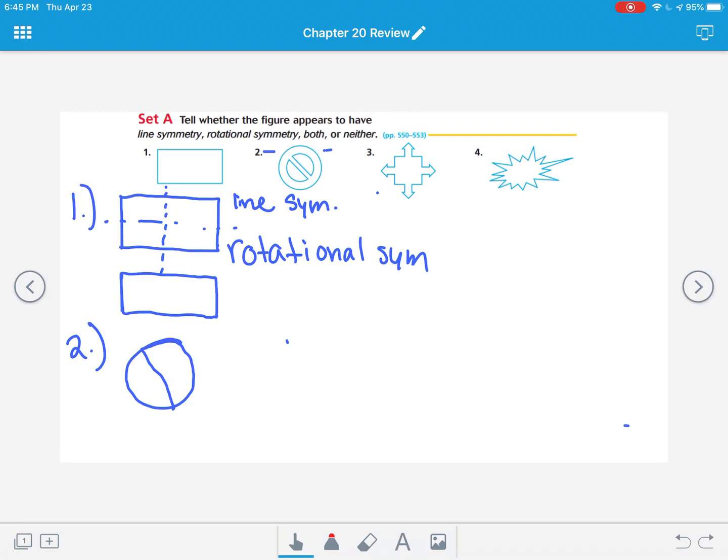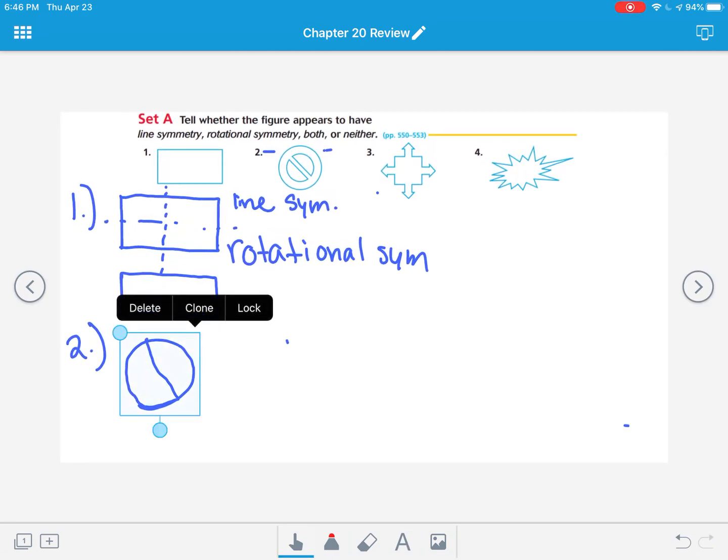Let's check and see if it has rotational symmetry. I'm going to take this and actually turn it for you so you can visualize it. So I'm turning it a quarter turn. It does not look the same as the original picture. Let's try a 180 degree turn. It does. That diagonal in the middle is the same as the diagonal on the original. So yes, this does have rotational symmetry, so we can write both.